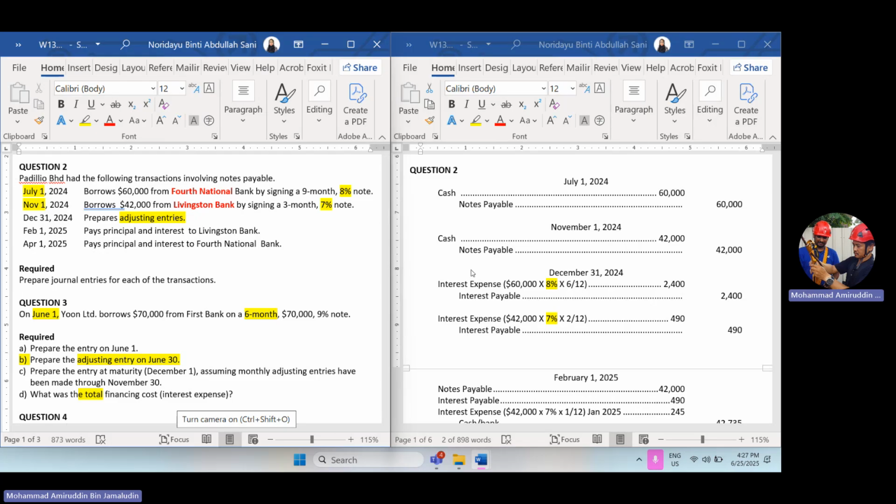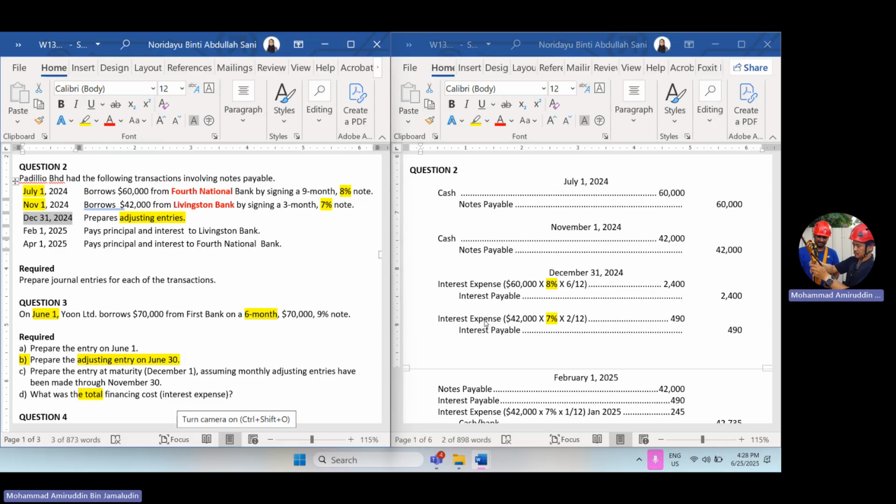So debit interest expense, the expense goes up. Credit interest payable. As I mentioned earlier, have you paid? Not yet paid. So let's say the next day you want to pay. What will be the double entry? Debit interest payable, credit bank, credit cash. That's it. But here they don't ask you to pay, so you can't see it in this double entry. Here we just prepare the adjusting entries on December 31st.